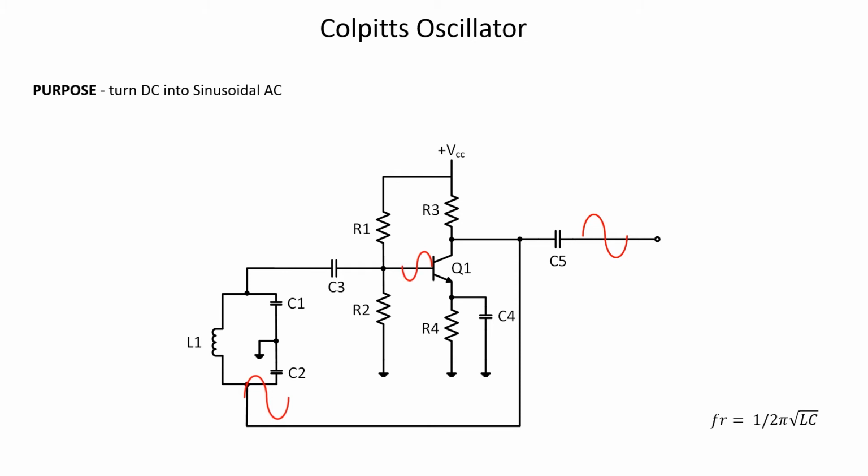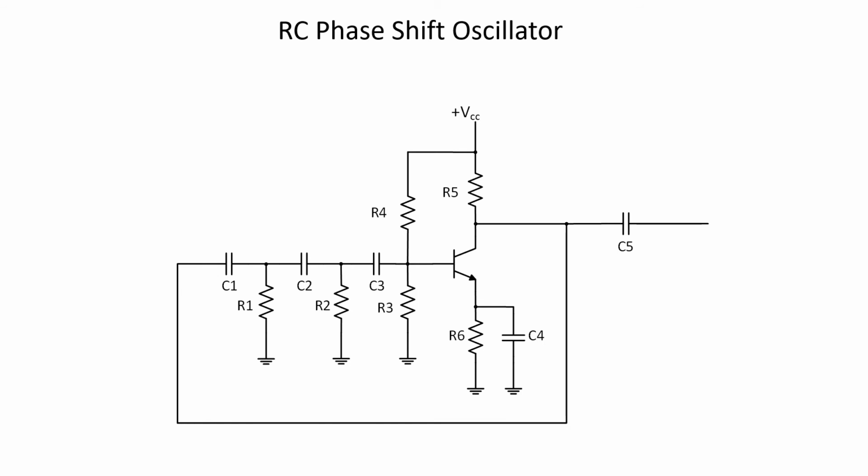But remember, when calculating for capacitance, you have to calculate the caps in series like you would with resistors in parallel. So you have to use that reciprocal method. If you forget this, you're gonna have a bad time. But with that being said, let's move on to my favorite oscillator, the RC phase shift oscillator.